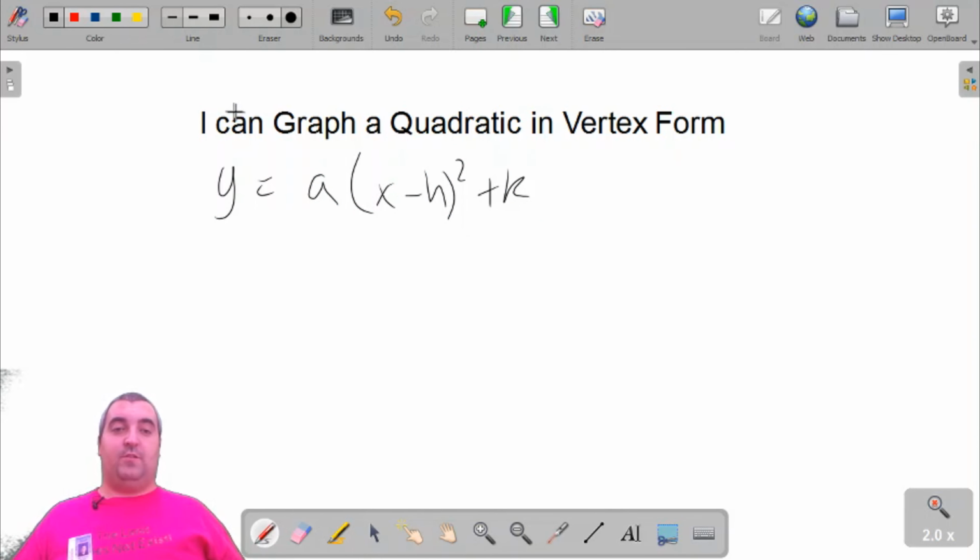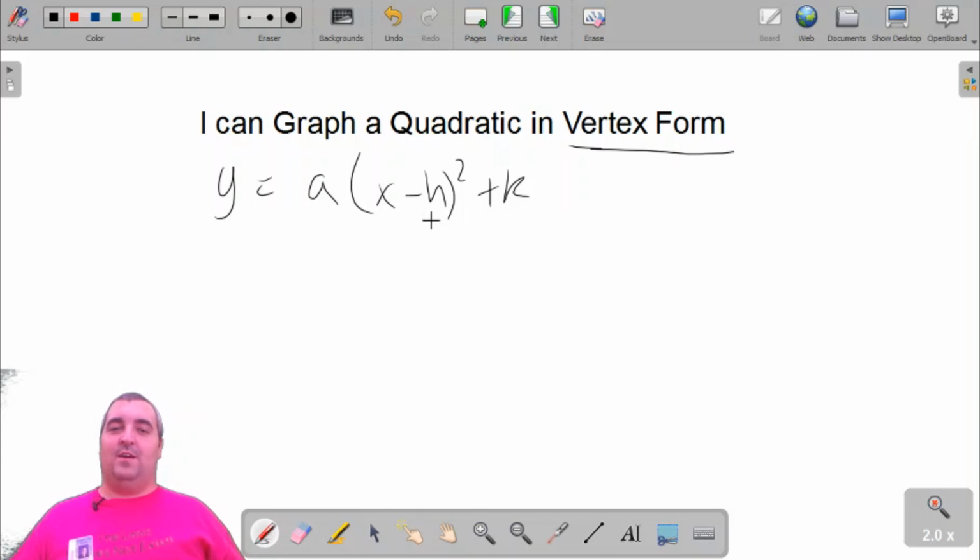Today we're going to talk about graphing a quadratic in vertex form. So here I've written vertex form for you. It's y equals a times x minus h squared plus k. And there's a reason why this is called vertex form. This is probably my favorite form of quadratics because it's the least amount of work usually.